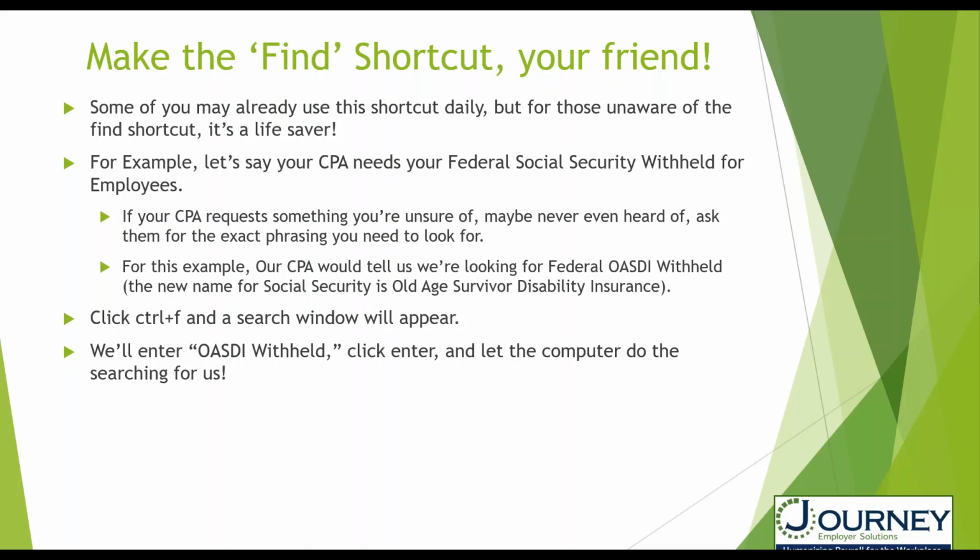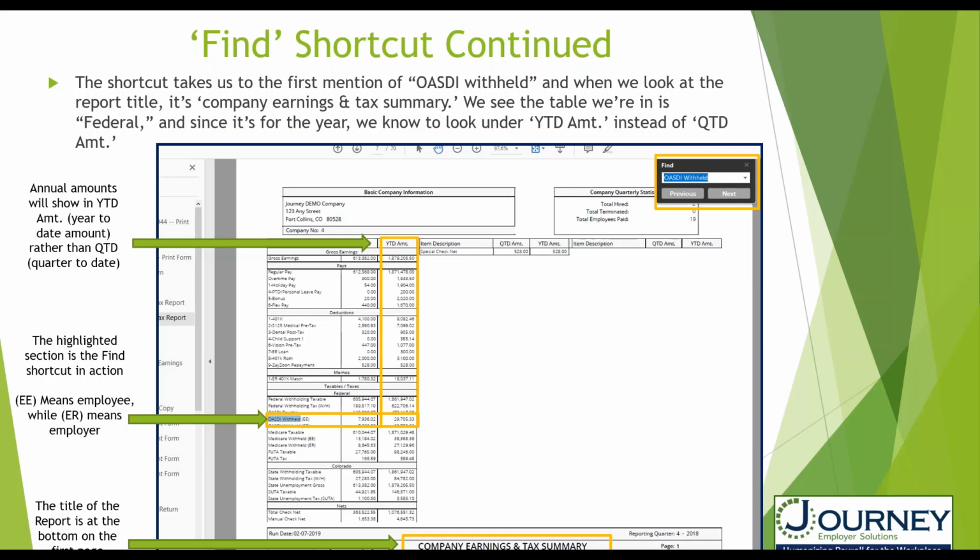If you hit Control F, a search window will appear. And we'll get to the next screen here because she's done a fabulous job of this. Once you hit Control F and you type in a trigger word for that, so your OASDI withheld, that will take you to exactly where those amounts are. It'll highlight where it is. It'll show where it is. So it's nice to be able to use that to weed through some of these reports and grab the exact totals that you need.